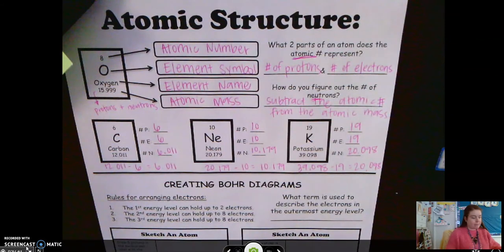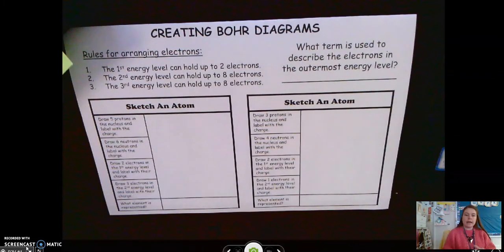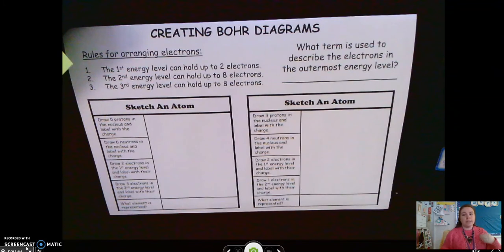So let's keep going. Now we're going to talk about Bohr models. Bohr models are those circular models of atoms where you can see the electrons on the outside and you can see the protons on the inside. We drew some examples of this into our notebook, but we're going to do a couple of these together.